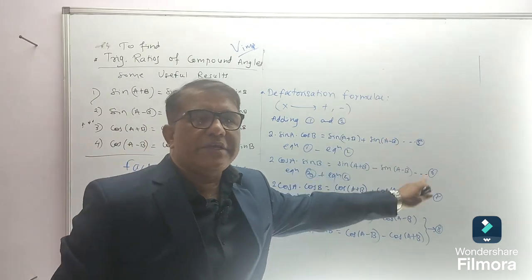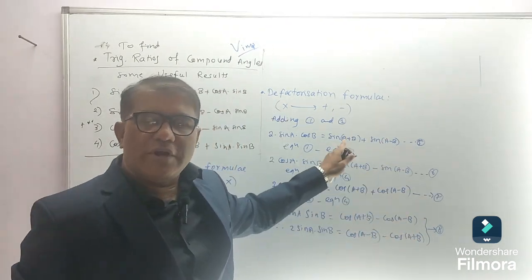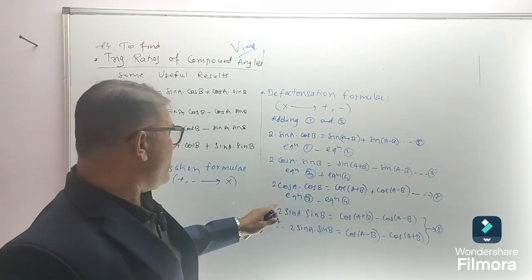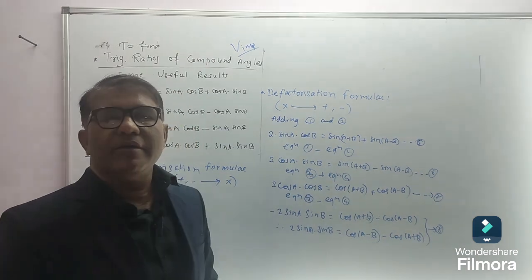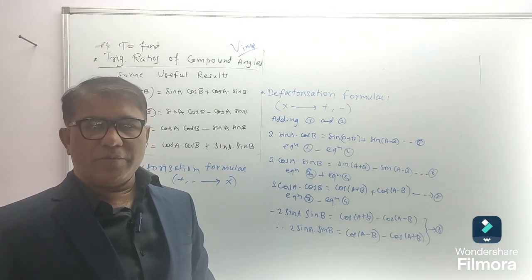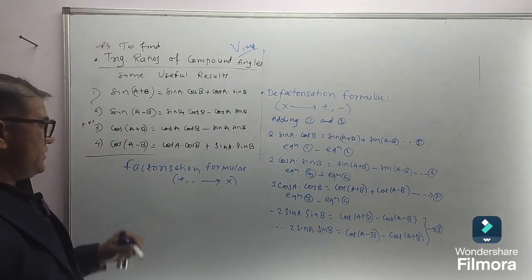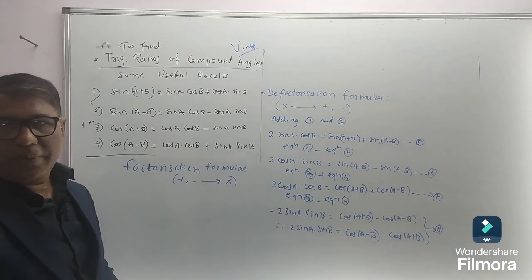Equation number 5, 6, 7, 8 are called defactorization. Already multiplication to addition subtraction we convert here. These formulas are defactorization. And what are factorization formulae? Let us write factorization.